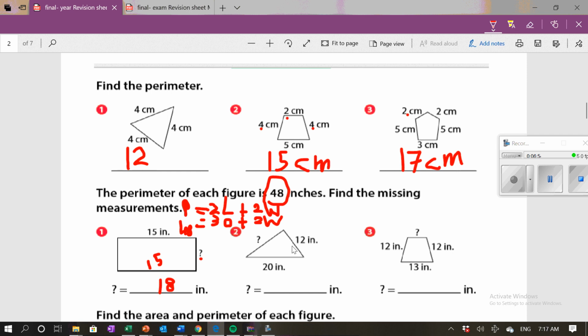Here I don't have a rectangle, so the formula is adding all the lengths. Perimeter is adding 12 plus 20 plus the unknown. Let's find first 12 and 20 together. 12 plus 20, perfect, 32.